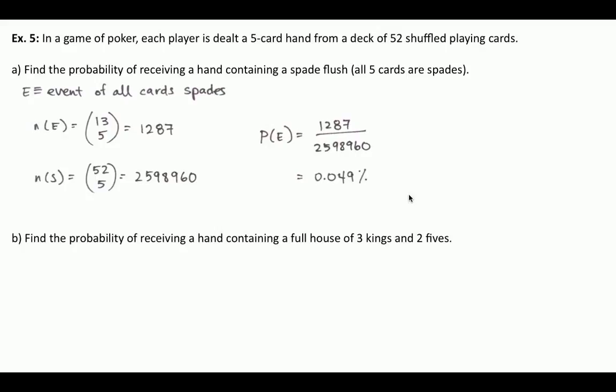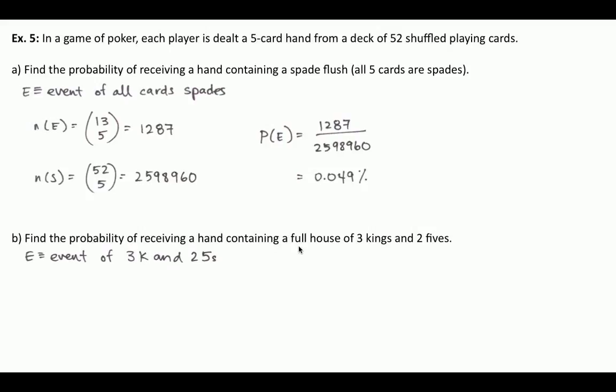Let's find the probability of receiving a hand containing a full house, which would be exactly 3 kings and 2 5s. Let's figure out the probability of this. E we're going to set as our event of 3 kings and 2 5s.